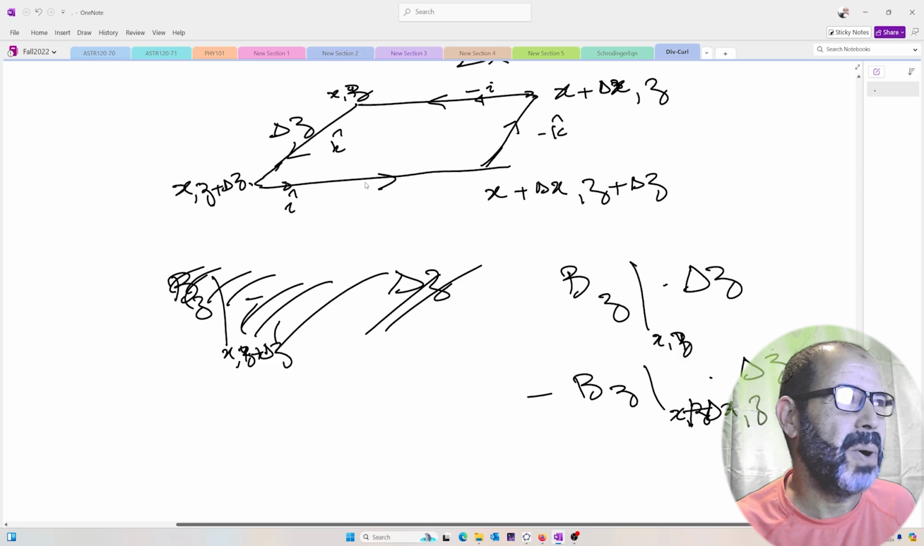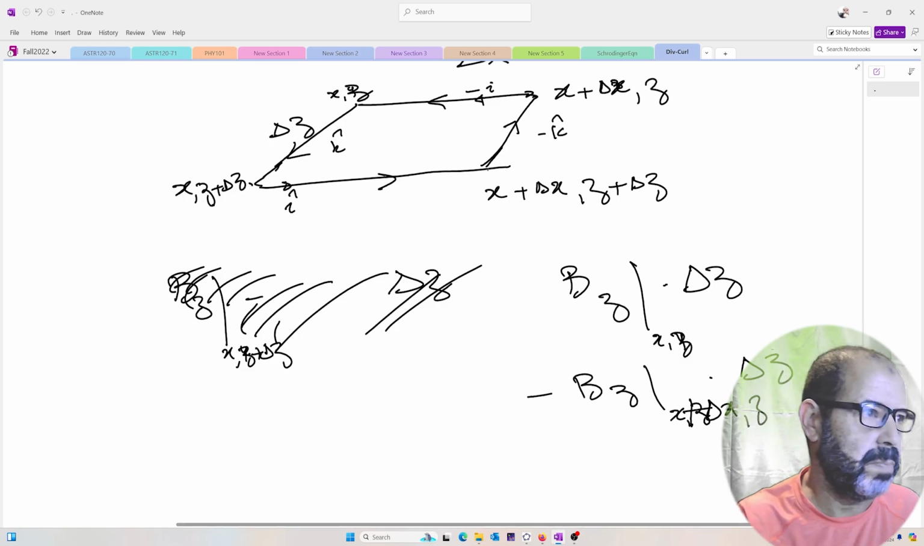We still have the x component. In this direction, z has been shifted by z plus delta z, and it's the positive one. So it's positive.